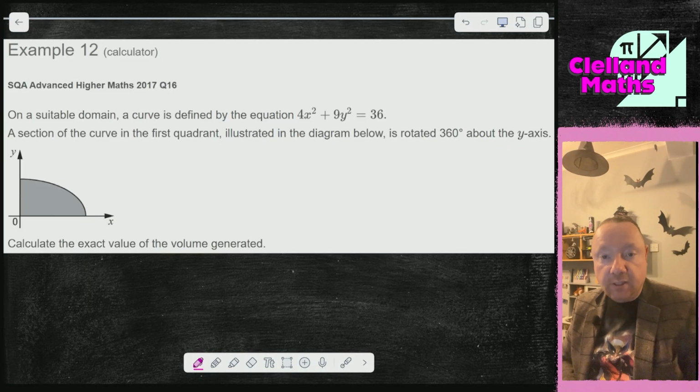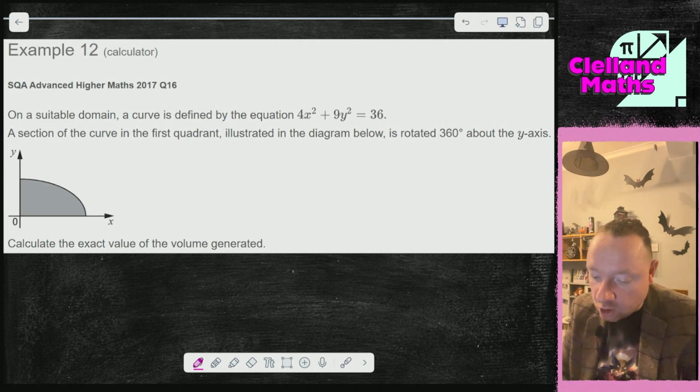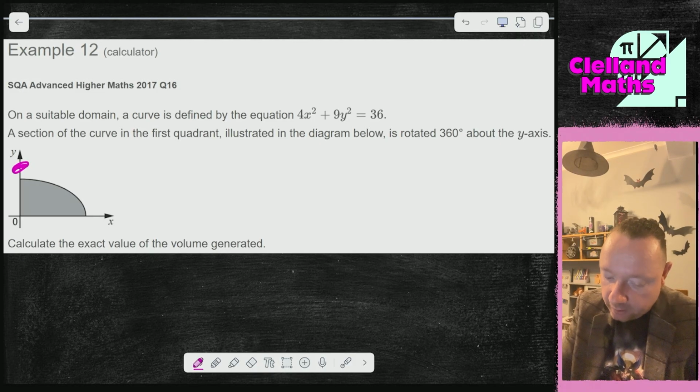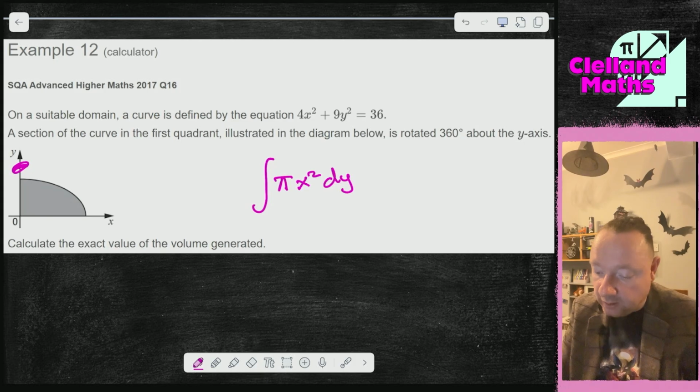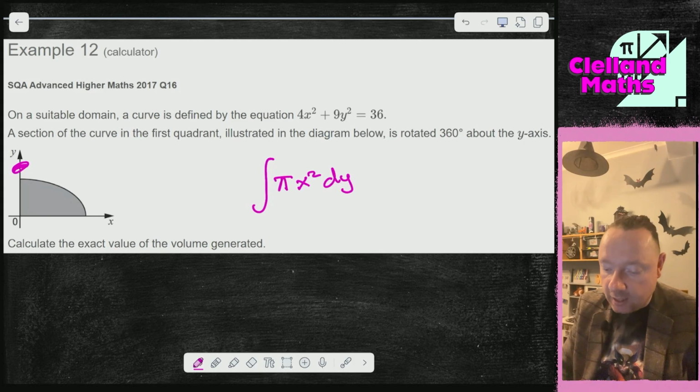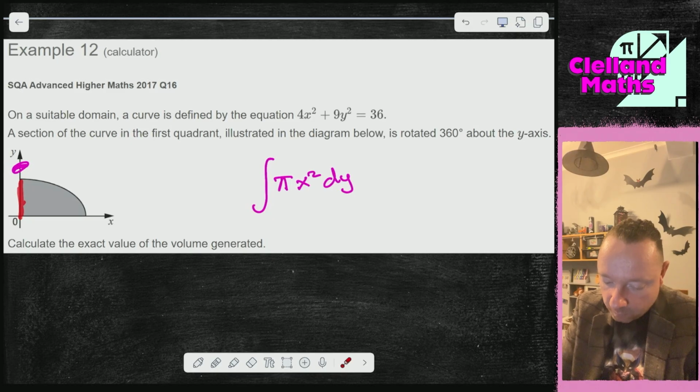SQA Advanced Maths 2017, question 16. On a suitable domain, a curve is defined by 4x squared plus 9y squared equals 36. A section in the first quadrant is shown, rotated 360 degrees about the y-axis. So if we're going about the y-axis, we want the integral of pi x squared dy. So we need the function, we need to know what x squared is. And our limits, we're going about the y-axis, so we need these two numbers.